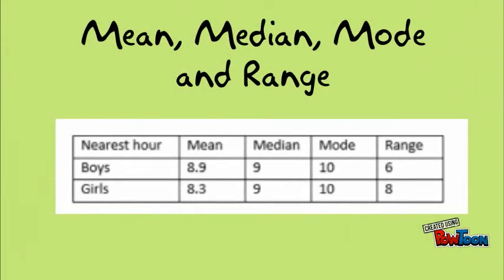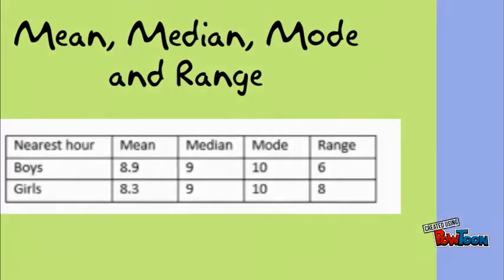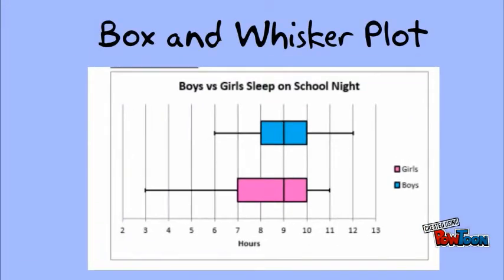It is clear here that the average hours of sleep for both boys and girls is similar, of 8 to 9 hours of sleep on a school night. 10 hours is the most frequent for both boys and girls of this age group, and boys had a smaller range compared to girls. The box and whisker plot is similar to the other graphs, as it is an appropriate and alternative data representation. It shows the minimum and maximum number of hours of sleep that both boys and girls get on a school night.